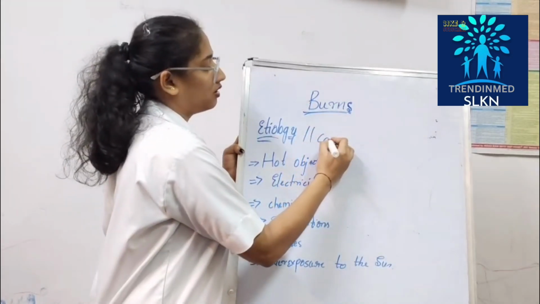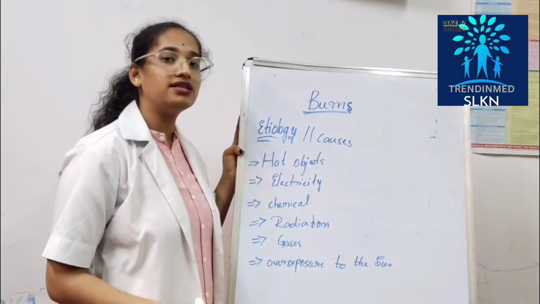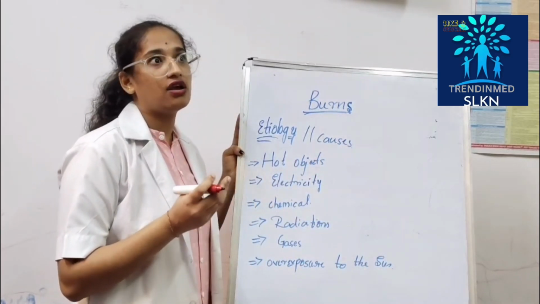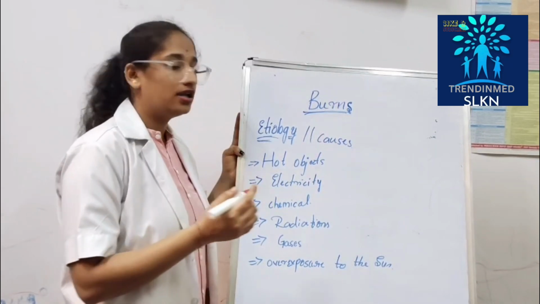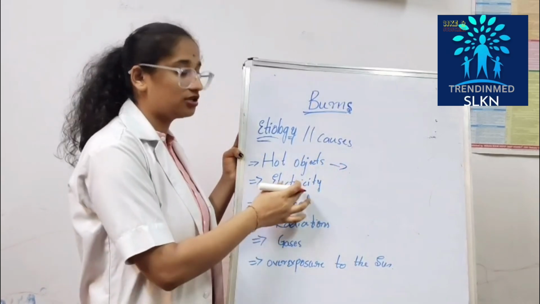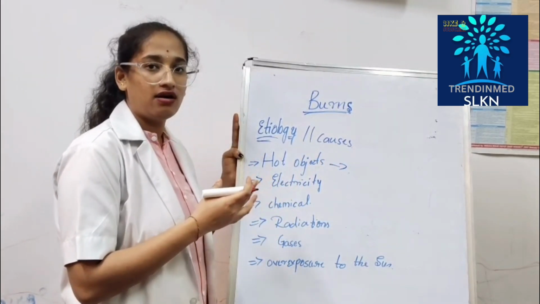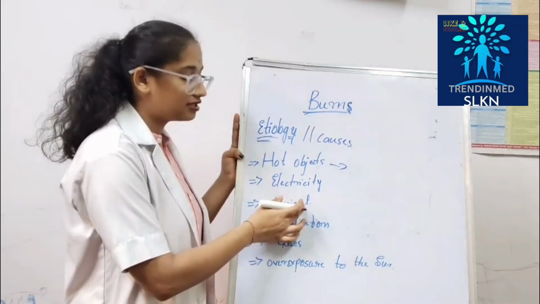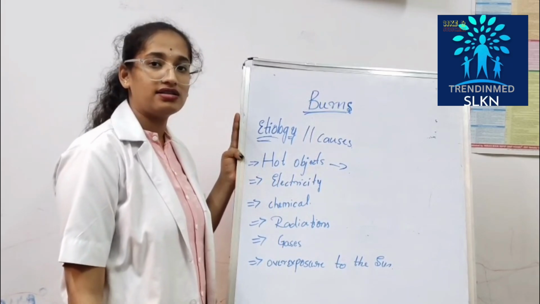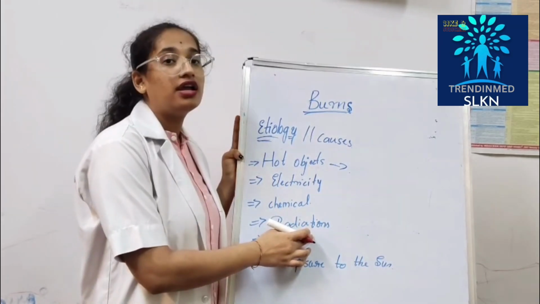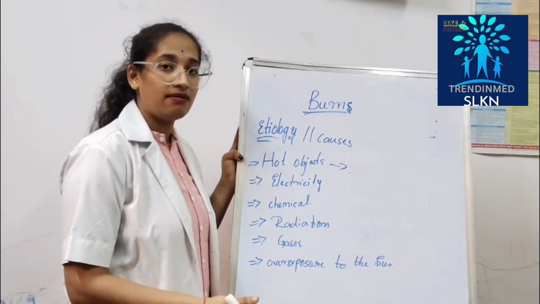Etiology means causes. Mainly, hot objects, meaning any hot water or hot objects like oil, then flames, may cause burns. Then electricity, meaning electric current, can burn our skin. Then chemicals, meaning chemical agents such as acids or any toxic agents, may cause skin burns. And radiation, meaning ultraviolet rays from the sun, may cause burns.